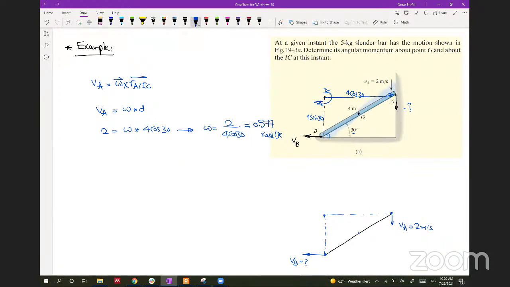So I know that this is G, the center of mass, and I can draw a line from the instantaneous center of zero velocity to the center of mass like this. And based on this, I will be able to get the velocity VG and the direction of this velocity. So this is VG.